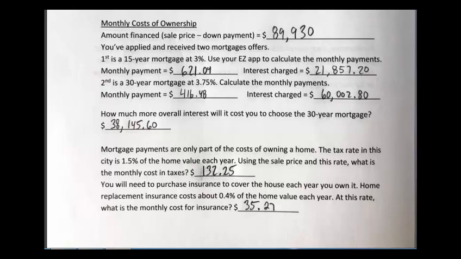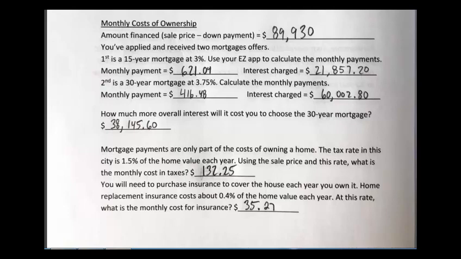$89,930. Now when we go to our Easy Phone app calculator, we're going to calculate the monthly payments on a 15-year mortgage at 3% interest, that would be $621.04. And then also you'll see on your screen that it shows you how much interest you're being charged for that loan. And so that was $21,857.20 for the 15-year mortgage.